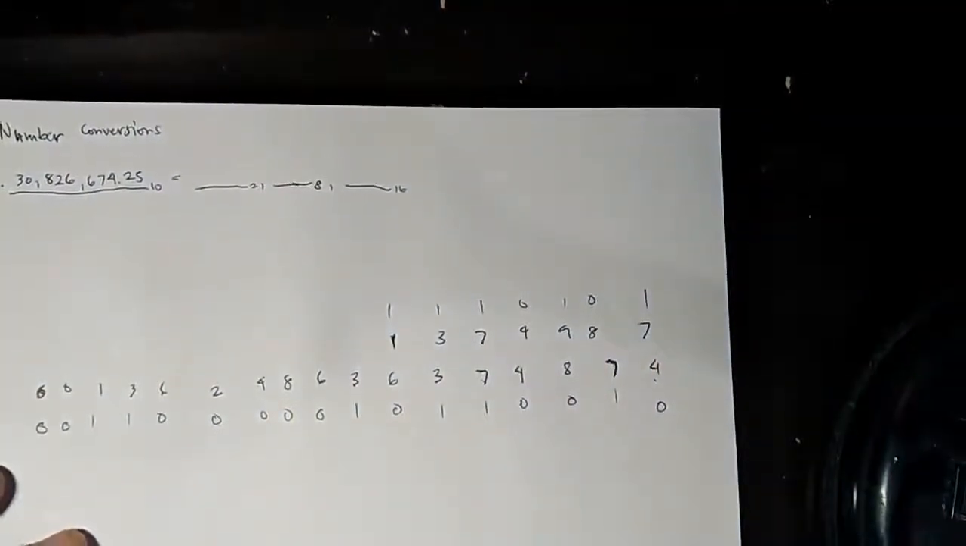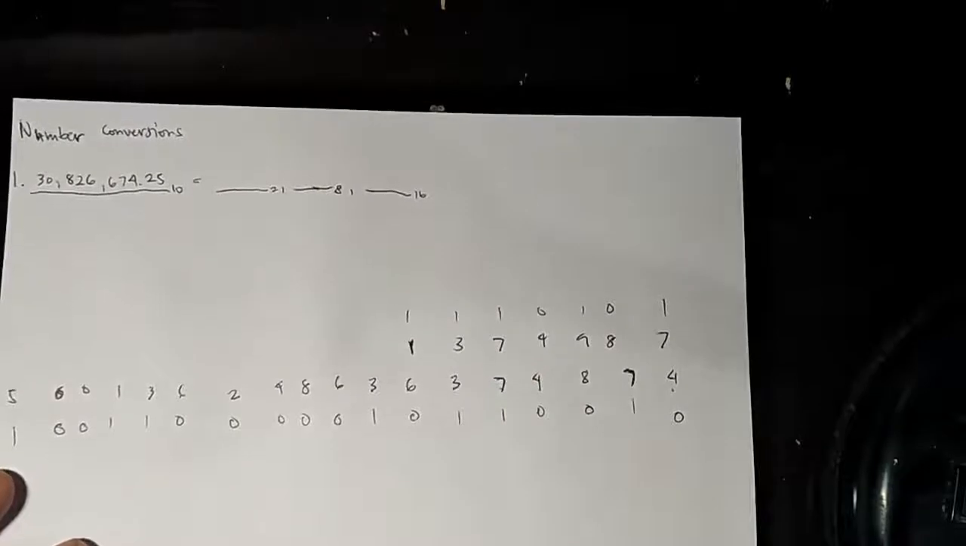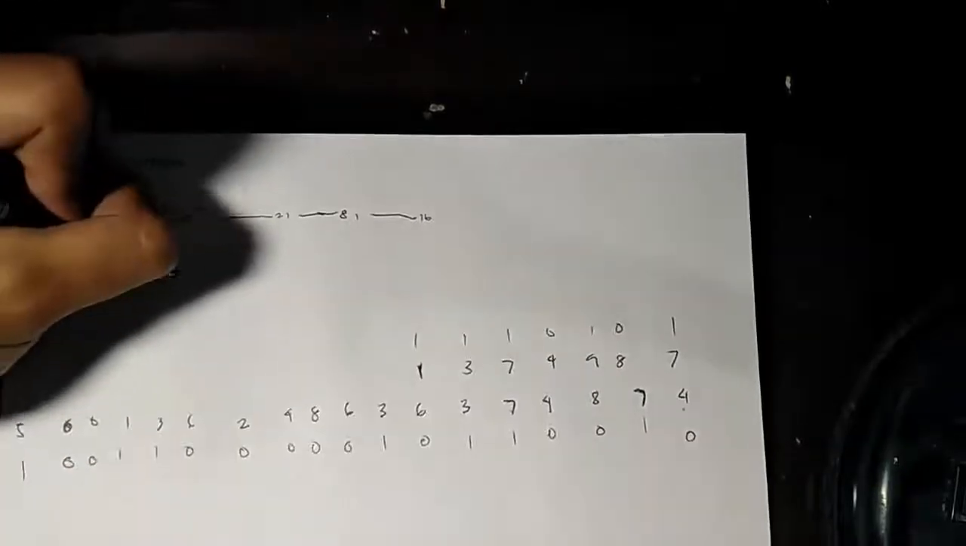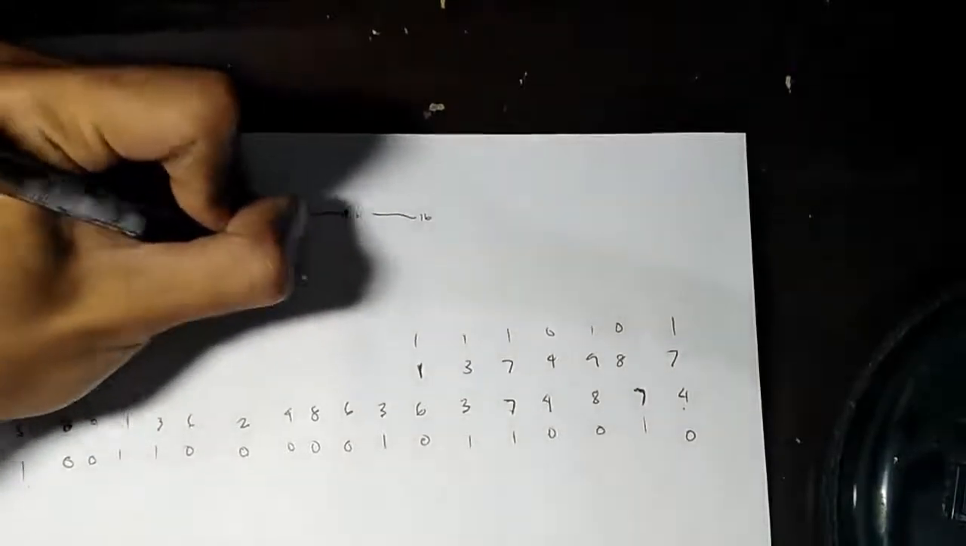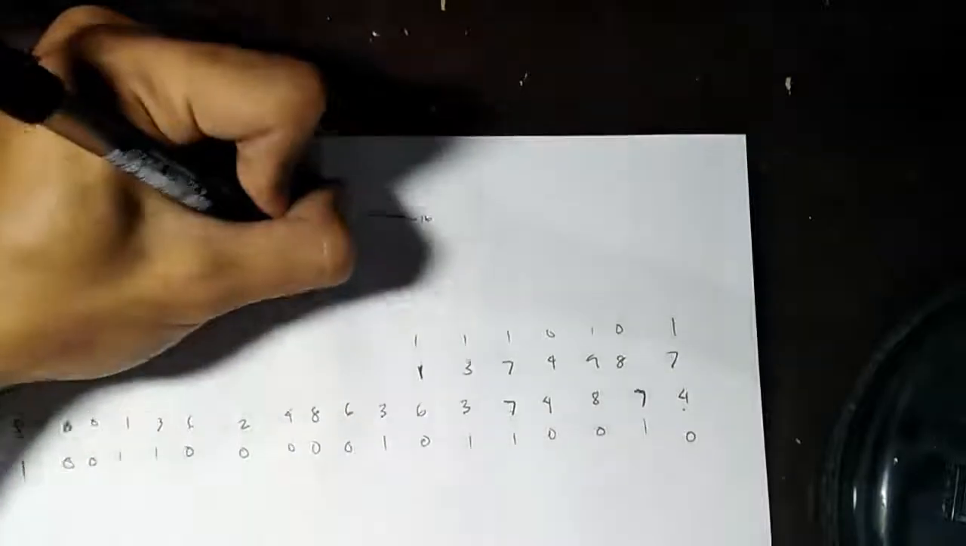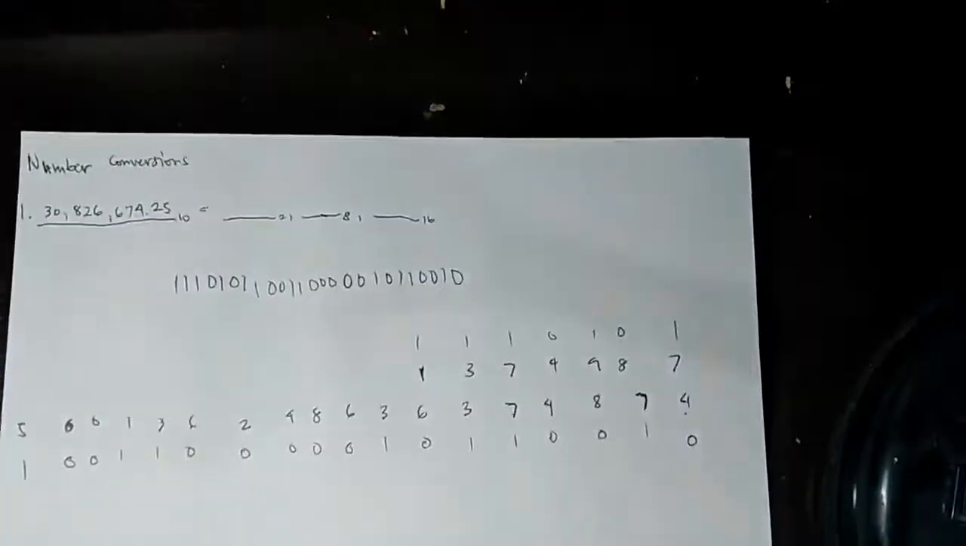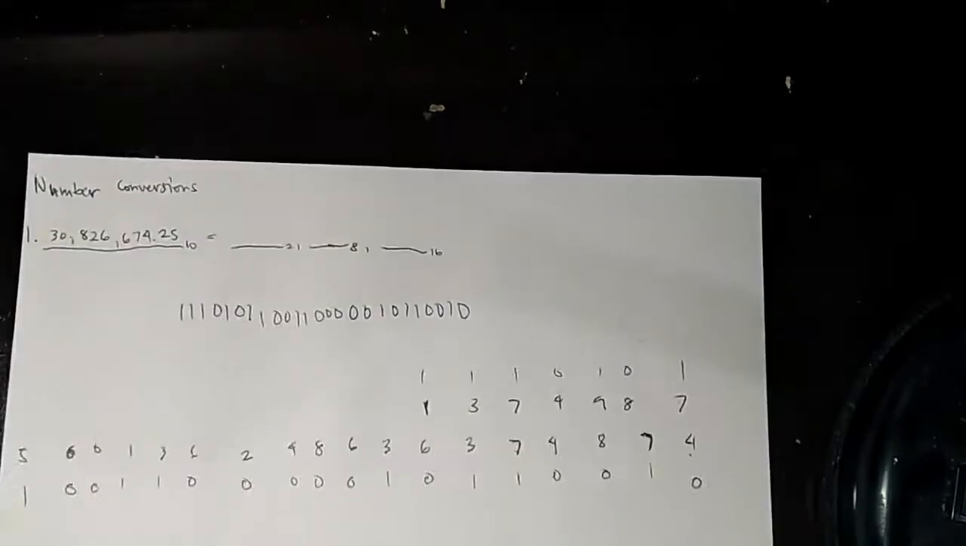So you just write the result, that is 1, 1, 1, 0, 1, 0, 1. You have a 1, 0, 0, 1, 1, 0, 0, 0, 0, 0, 1, 0, 1, 1, 0, 0, 1, 0. There. Okay. So I hope you get it.